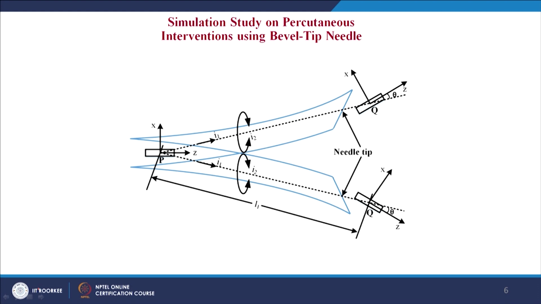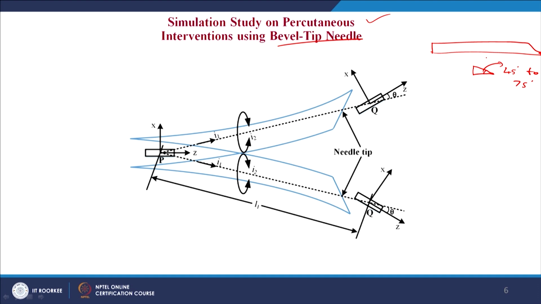So, now we come to the implementation of this higher order sliding mode control strategy on our research study on percutaneous cancerous interventions using a bevel tip needle. So, what is a bevel tip needle? This is the bevel tip needle, where the tip has this bevel shape. The bevel angle is given by this one, which can vary from say 45 degrees to 75 degrees.